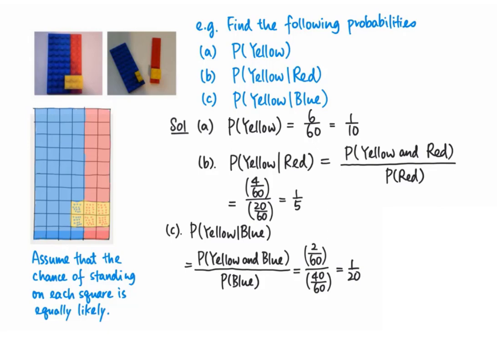Therefore, this gives 1/20. And you can see that it is also equal to 2/40, and this means that since we know that the square we pick is blue in color, we have now narrowed down our attention to those 40 squares which contain blue color, and among them, just 2 of them also contain yellow color. Therefore, the conditional probability of yellow given blue is also equal to 2/40, which is equal to 1/20.